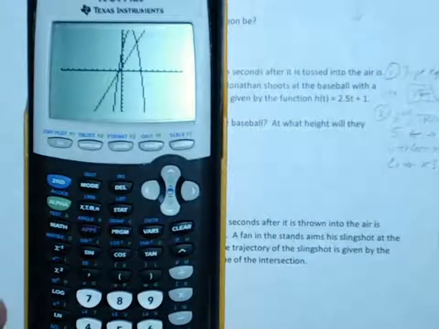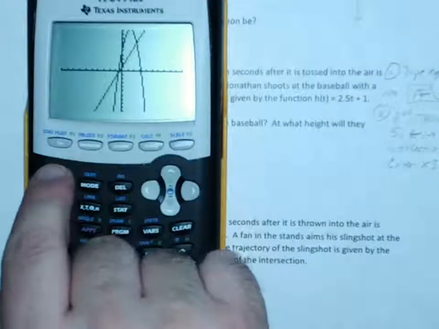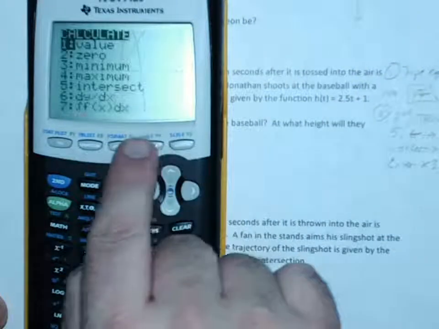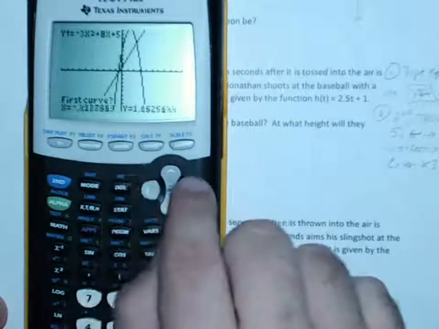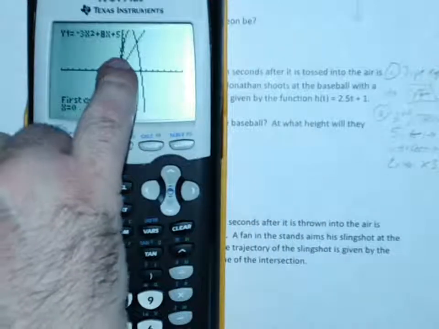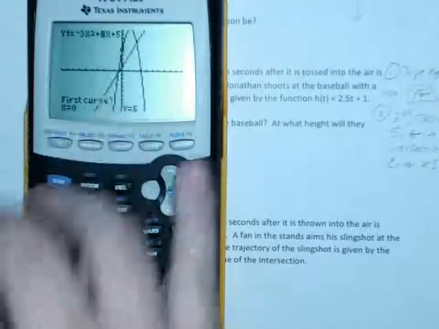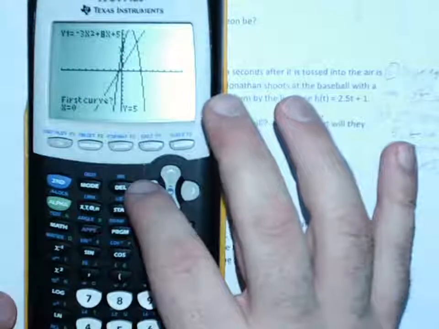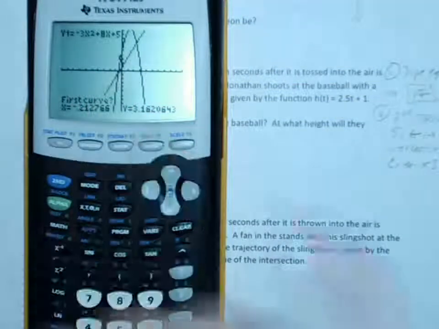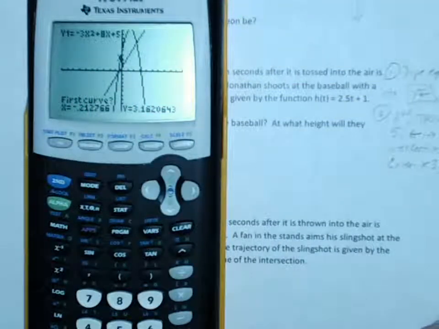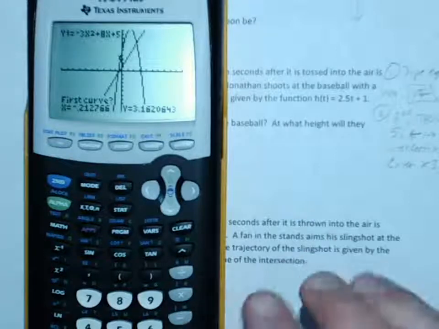Now let me walk through the buttons really quick. I'm going to hit second, trace, and I'm going to choose option 5, intersection. And you'll notice that there is a blinky cursor that pops up. I need to put that close to an intersection. It doesn't have to be right on it. Like you can see, I'm not actually on the intersection, but whichever intersection it's closest to, that's the one that the calculator will find.